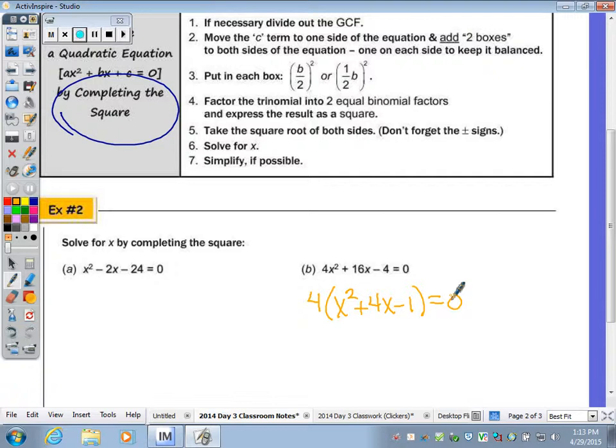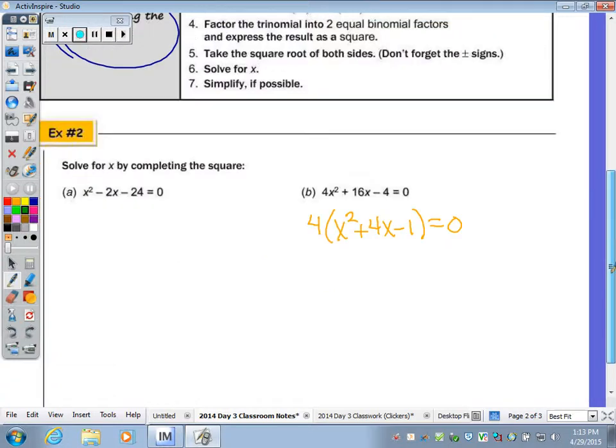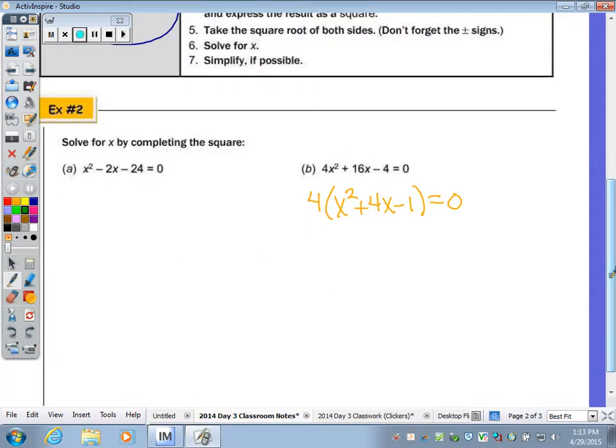So that's step number 1. We can actually divide out, which means the same thing, but if you want to change it to factor, you can do that as well. Number 2, move the C term to one side of the equation and add your 2 boxes. How do I move, in this case, the negative 24 over to the other side?